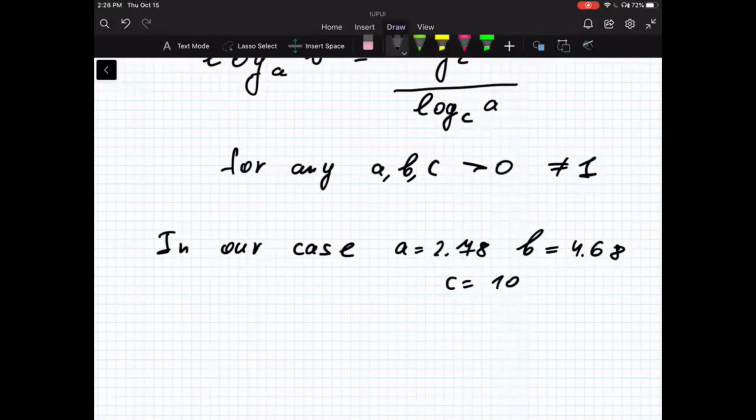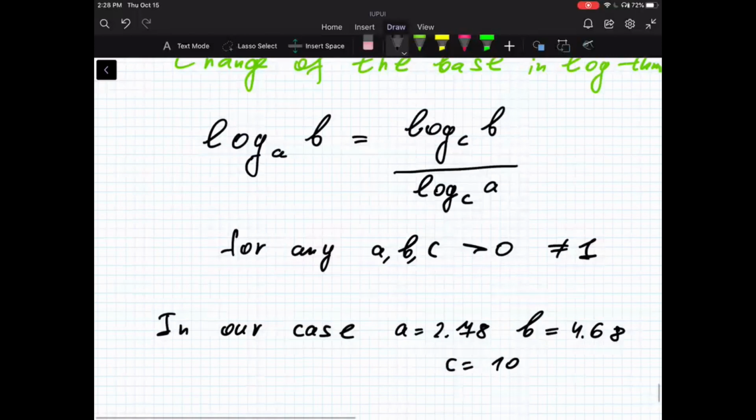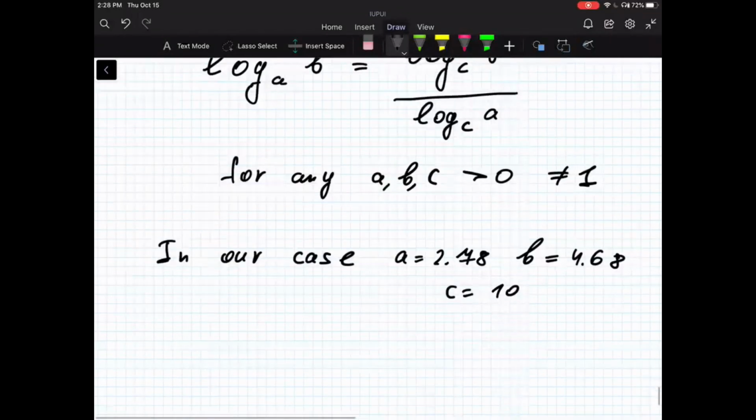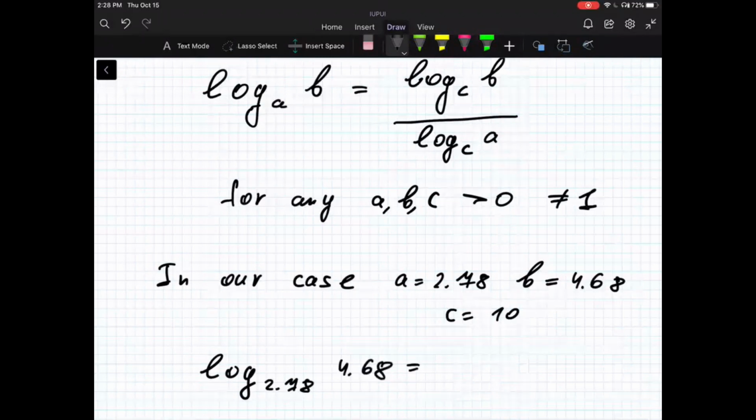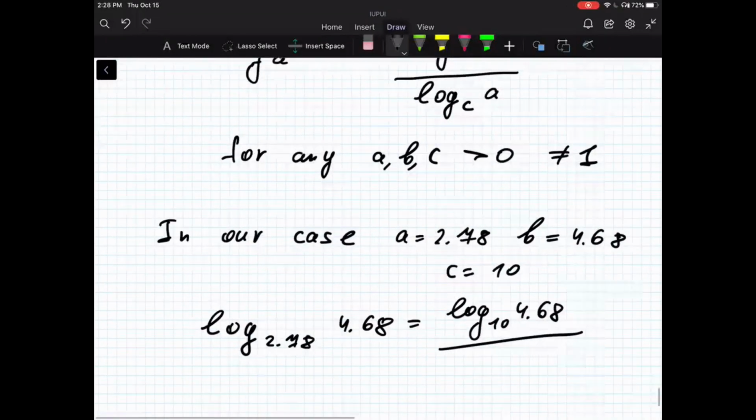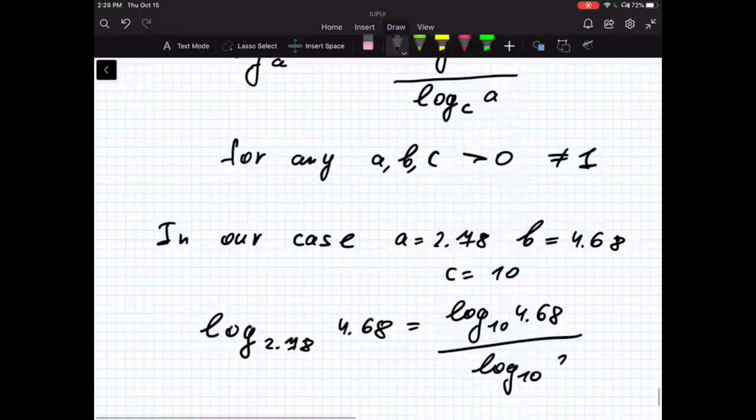I mean, in general, it matters, but if you have such a ratio as on the right-hand side, then it doesn't matter because it's equal to logarithm of b with base a. And so in our case, if we plug in a, b, and c, we get exactly what we wanted. Such logarithm is equal to logarithm of 468 with base 10 divided by logarithm with base 10 of 279.